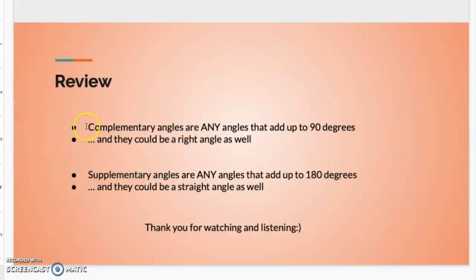A review on this lesson is that complementary angles are any angles that add up to 90 degrees. It could be a right angle too. Supplementary angles could be a straight angle too, which I showed you in the second example. 180 degrees is a straight line, and it needs to add up to 180 degrees. Okay, so these are what complementary angles and supplementary angles are. And I have two vocab words, adjacent and straight, that coincide with these two angles.